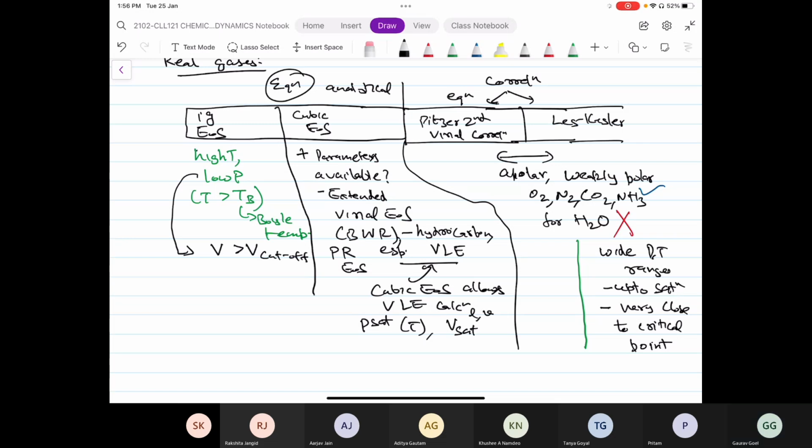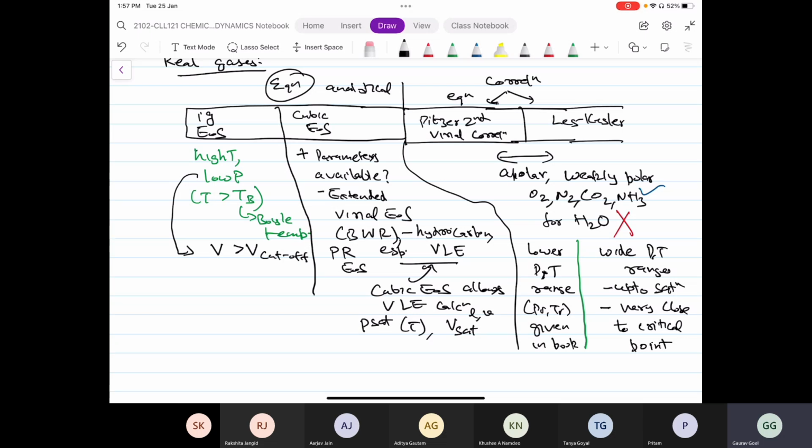Okay. Pitzer second virial, the range is smaller, and that range in terms of PR/TR values is given in the book. So there is a figure in the book which shows a kind of contour diagram which gives you, for each TR, the PR up to which the second virial can be used.